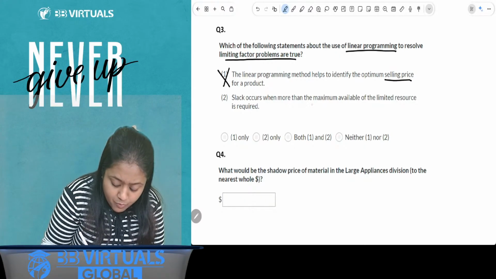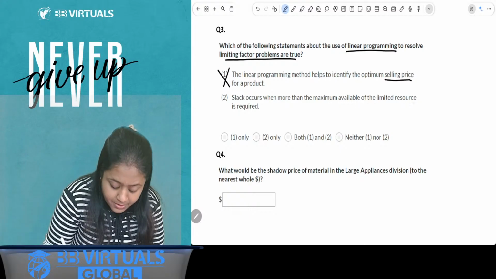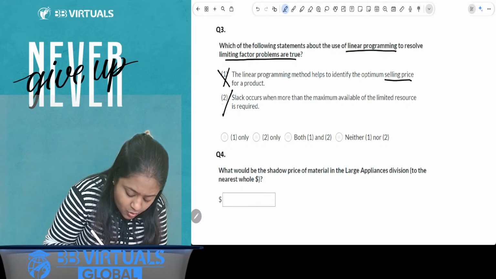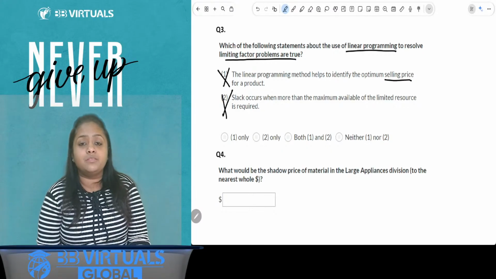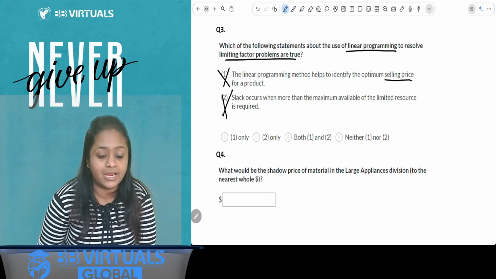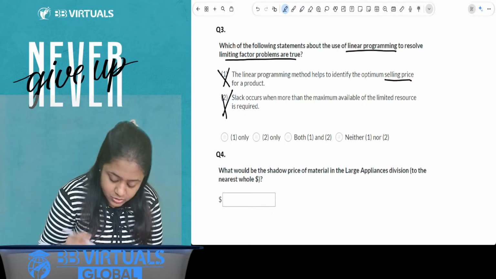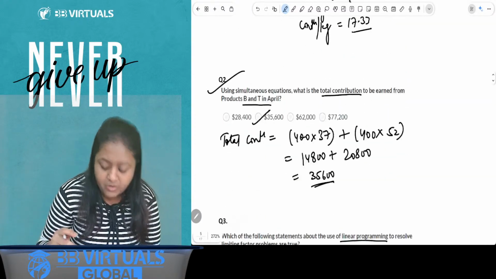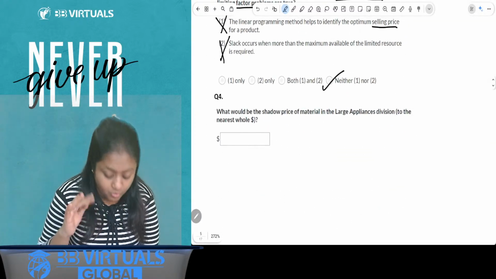Slack occurs when more than the maximum available of limited resource is required. No, slack occurs when the maximum resources are not fully utilized. Only then slack will occur. So there it is wrong. So neither one or two are correct because both are wrong.